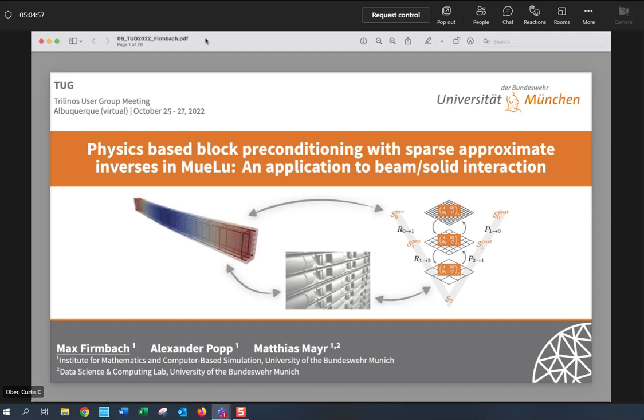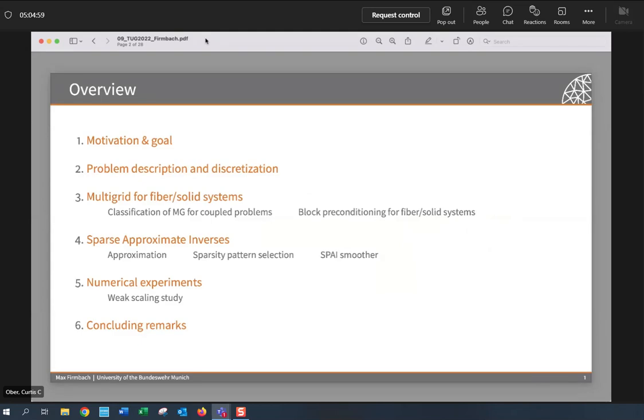So let's start with the overview. First, I'm going to talk a little bit about the motivation and the goal, and give a short problem description afterwards. I want to describe how a multigrid plays an integral role in our algorithm and how we combine it with sparse approximate inverses. And then in the end, just some small numerical experiments and some conclusions.